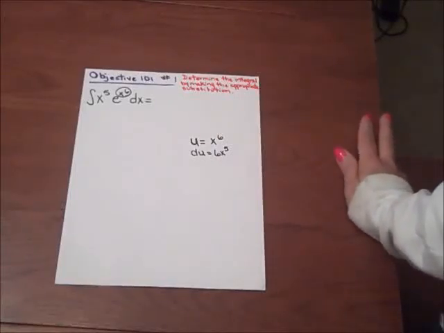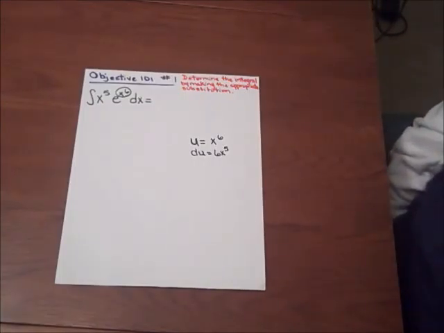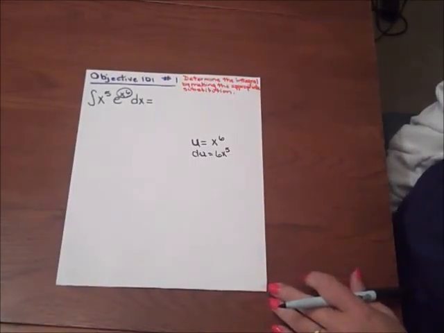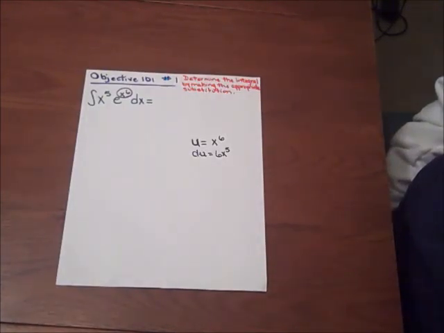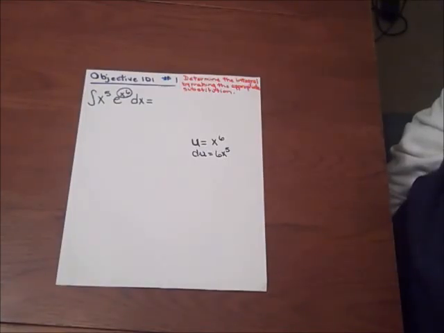Hello everyone. Tonight we're going to be going over an example of Objective 101, problem number 1 from our online homework. In this problem we are going to determine the integral by making the appropriate substitutions, and we are doing U substitution, and in these particular problems we are going to be working with e or log. Our problem is the integral of x to the 5th power e to the x to the 6th dx.